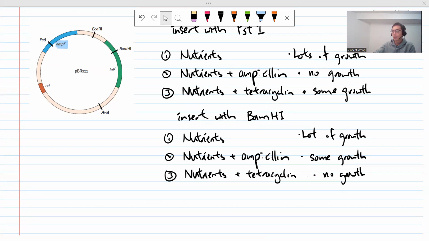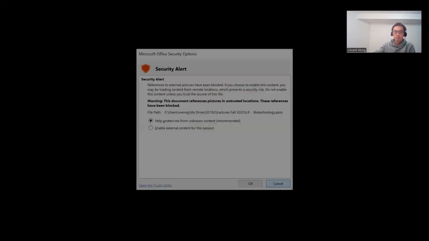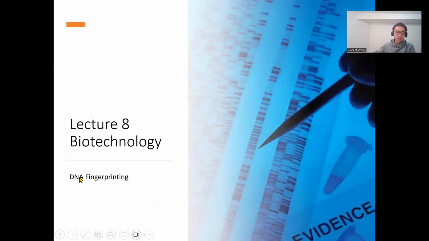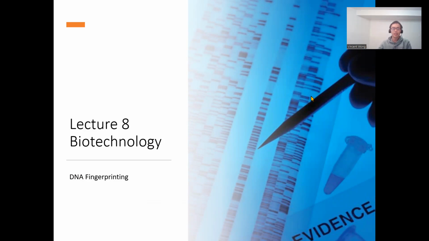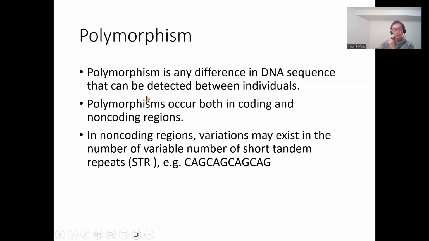Okay, let's take a look at the PowerPoints. So the next thing we're going to look at is DNA fingerprinting. You probably have heard of that before, right? DNA fingerprinting is useful for identifying, like matching a sample to a person. You can also use DNA fingerprinting to determine who's related to who. But to understand that, I've got to teach you a few other concepts. First one here is a polymorphism.